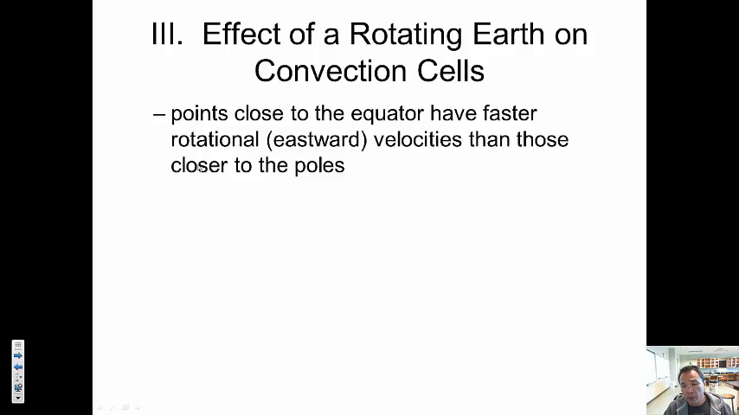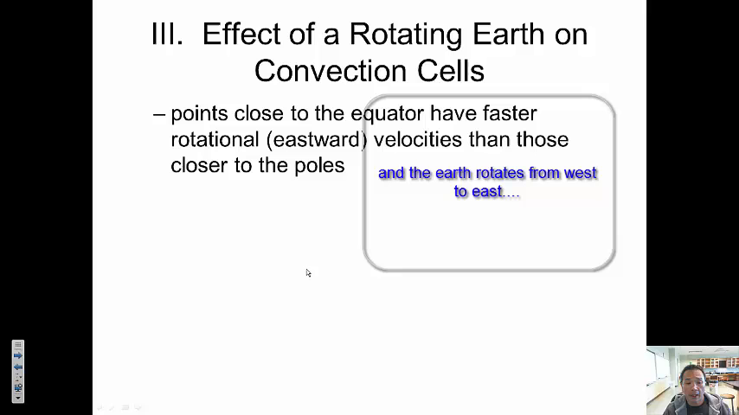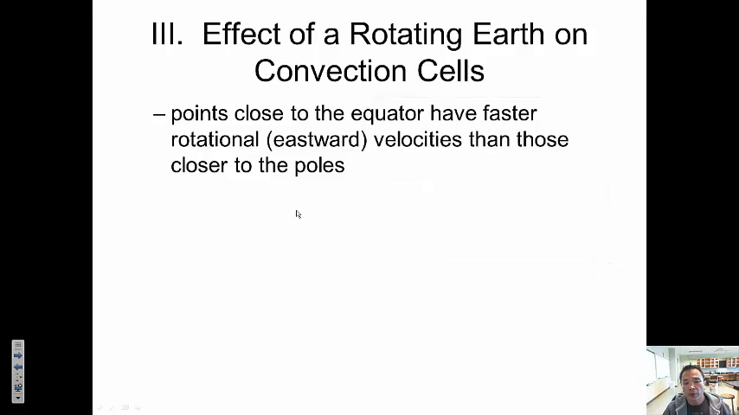So points closer to the equator tend to have faster, what we call eastward rotational velocity. Eastward because remember that the Earth rotates from west to east. That's the reason why the sun rises in the east, because our relative motion towards it is west to east. And the velocity of the rotation of the Earth, as we said, closer to the poles, is much shorter.